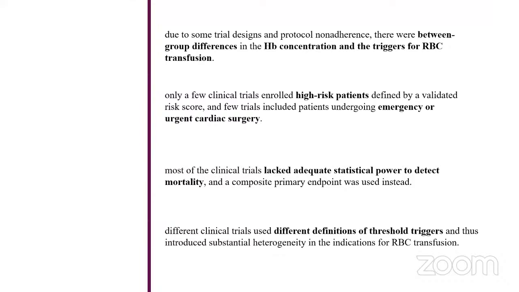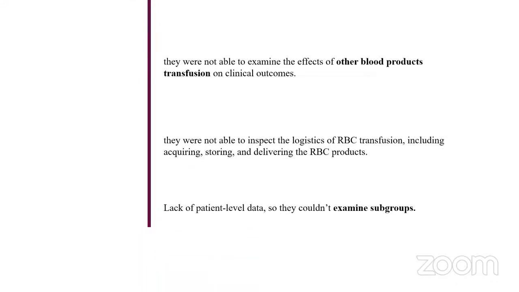And as I mentioned before, some studies depended on the hemoglobin concentration and other studies depended on the hematocrit concentration. Only a few clinical trials enrolled high-risk patients, and some of them only enrolled emergent or urgent cardiac surgery. Most of the clinical trials lacked the adequate statistical power to detect mortality, and a composite primary endpoint was used instead. And different clinical trials used different definitions of threshold trigger, thus introducing substantial heterogeneity in the indication for RBC transfusion. They were not able to examine the effect of other blood product transfusions, nor to inspect the logistics of RBC transfusion, including acquiring, storing, and delivering the RBC product. There was also a lack of patient-level data, as they couldn't examine subgroups of the patients included in these studies.